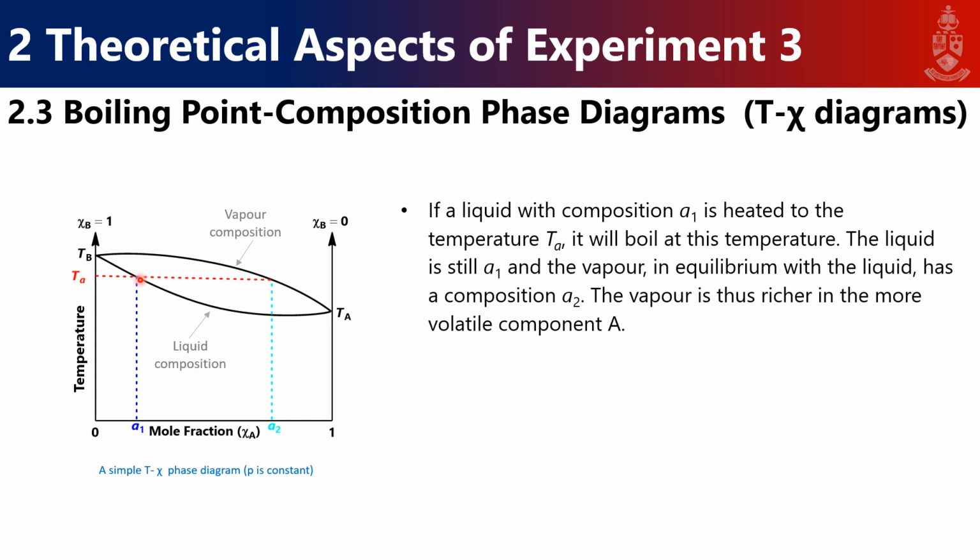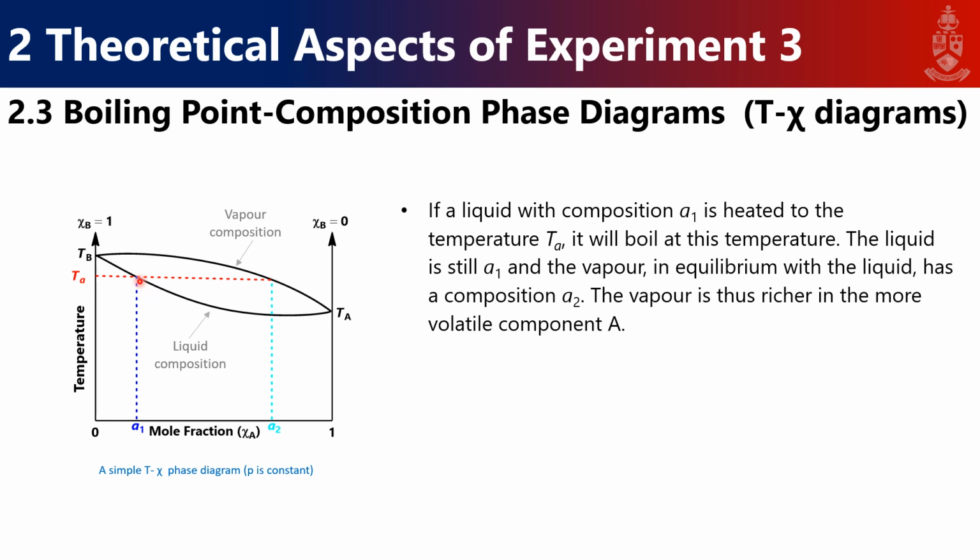What would be the composition of the vapor? You have to move horizontally along the line. So boiling temperature for the mixture will remain constant. So keep to a constant temperature and go towards the right until you meet the top line, and that will give you the composition of the vapor.